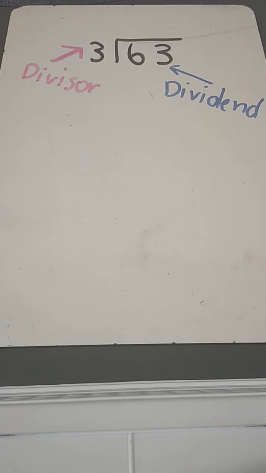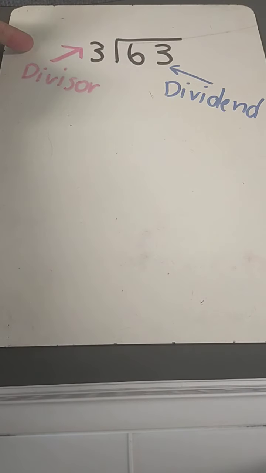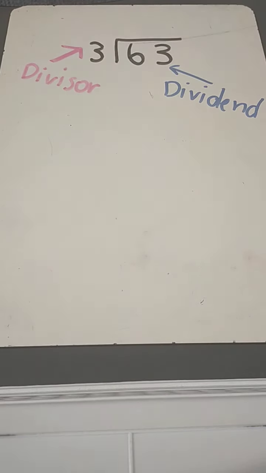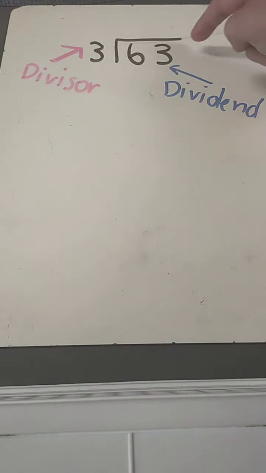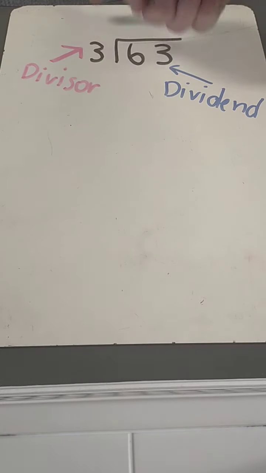Alright, the first thing we need to do for division is to remember which one we're dividing by and which one we are actually dividing. That's these two things here. So the one outside the sign is the divisor, and that's the number we are dividing by. So we're dividing this one by 3. The one inside the sign is the dividend, and that one's the one we're actually dividing. So if it was like a sharing question, I had 63 lollies and I shared them into 3 groups. This is the one that was sharing. This is the amount of groups.